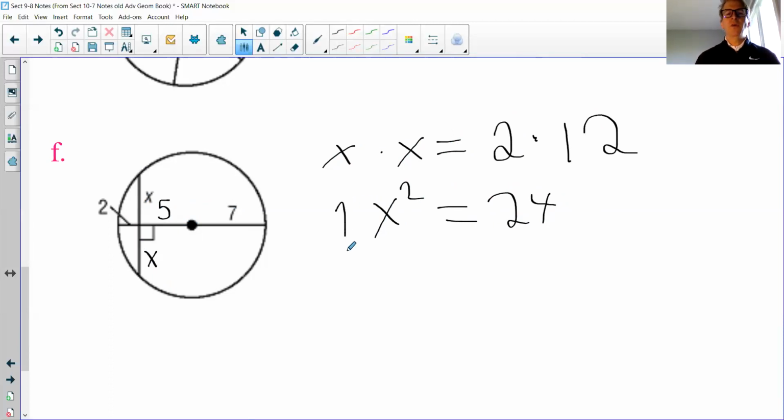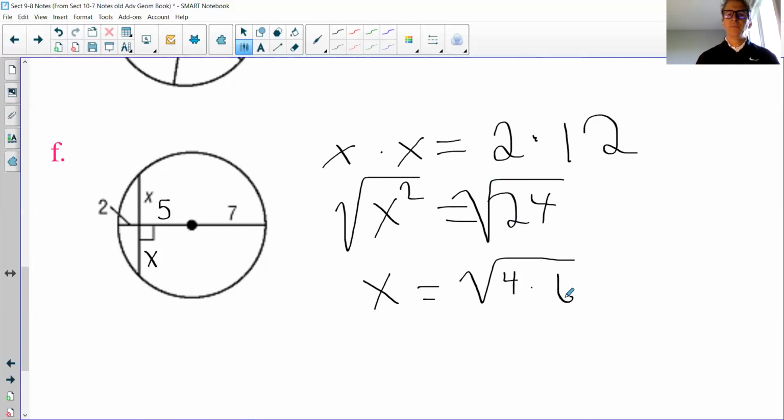And the undoing of the squaring with the square root, you get the square root of 24 is equal to x. Okay, so now you know that the square root of 24 can be expressed as 4 times 6. The square root of 4 is 2. So let's simplify that radical out: 2 square root of 6, or 4.9.